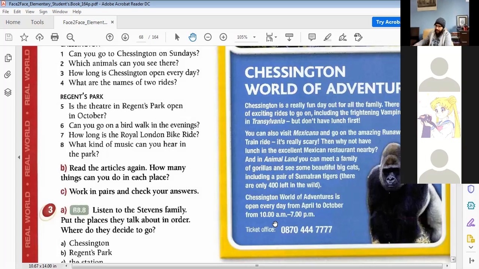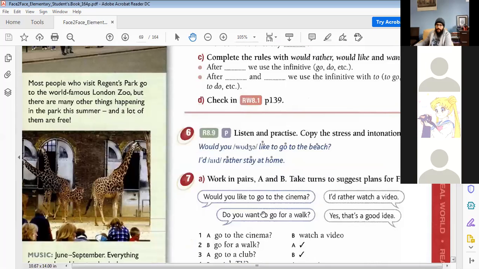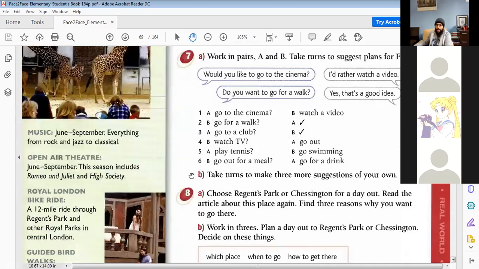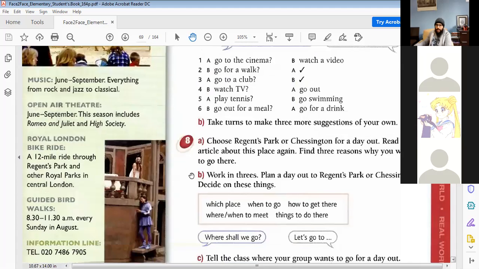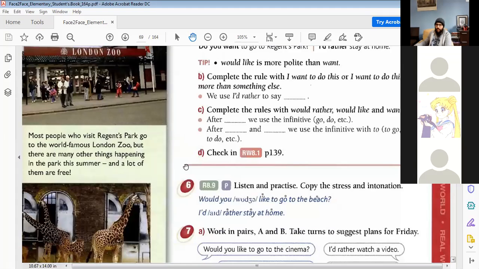Okay, let's start from the second place, okay? So what you can see: animals. Did you say animals? No. What did you say? Guided bird. Listen to music. Theater. Open theater. Red bike. Okay, a bike ride. Yes. Four things: one, two, three, four.